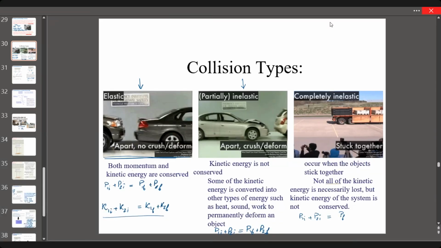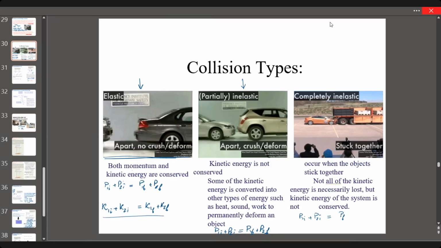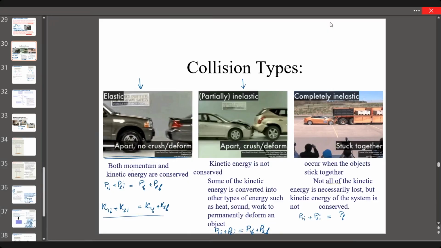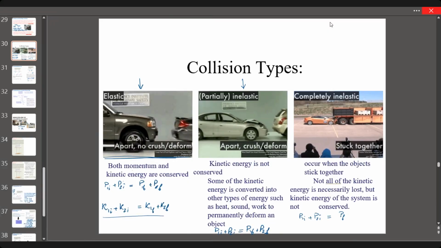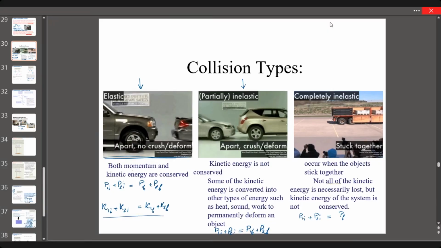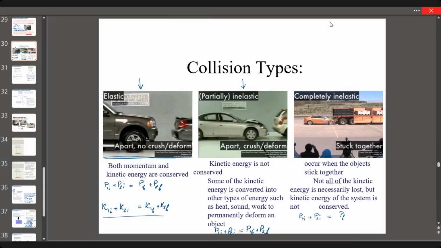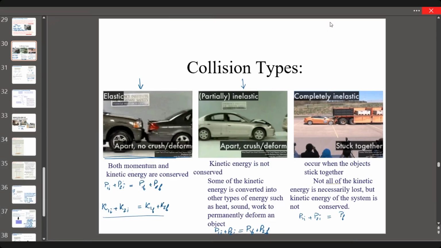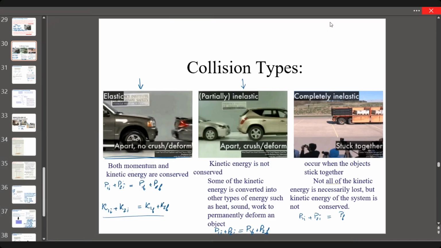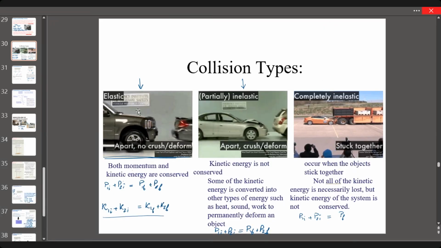So we have talked last time about collisions and collision types and what kind of equations we use, the conservation rules that we should use in order to study collisions. Namely, we said a collision is an interaction between two objects, and we distinguished between three types. One, a completely elastic collision, where all of the energy transferred is simply kinetic. This is the elastic collision.